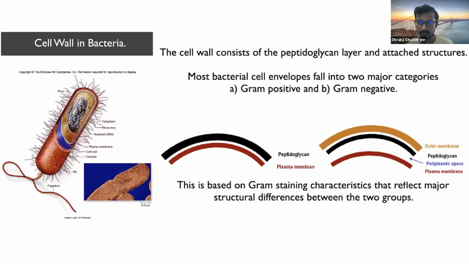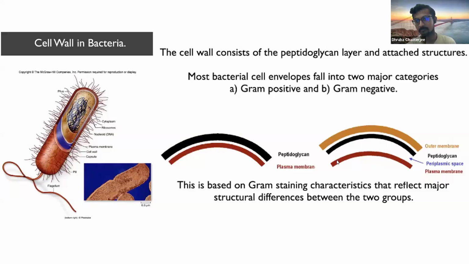So this differential response of bacterial cells to the same gram staining protocol was found to be because of the different architecture of the bacterial cell envelope. Gram-positive bacterial cells have the cell membrane or plasma membrane, and outside the plasma membrane, they have a thick peptidoglycan cell wall, whereas the gram-negative bacteria have the plasma membrane, and outside it, a much thinner peptidoglycan layer.